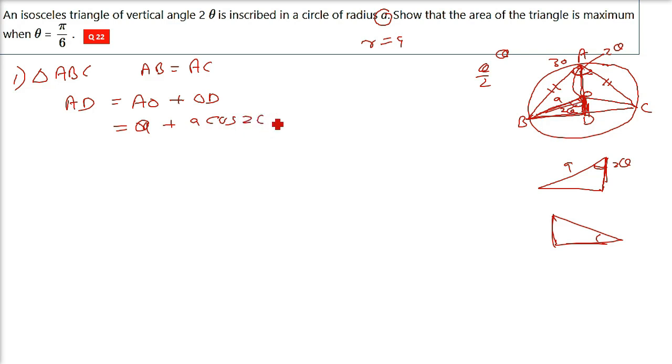You know what is the sin theta, cos theta and tan theta? The sin theta is perpendicular by hypotenuse. Cos theta is base by hypotenuse, the mnemonic Pandit Badri Prasad Har Har Bol. That is what you have to remember, right? Now this we have a cos 2 theta because 2 theta was at the angle.